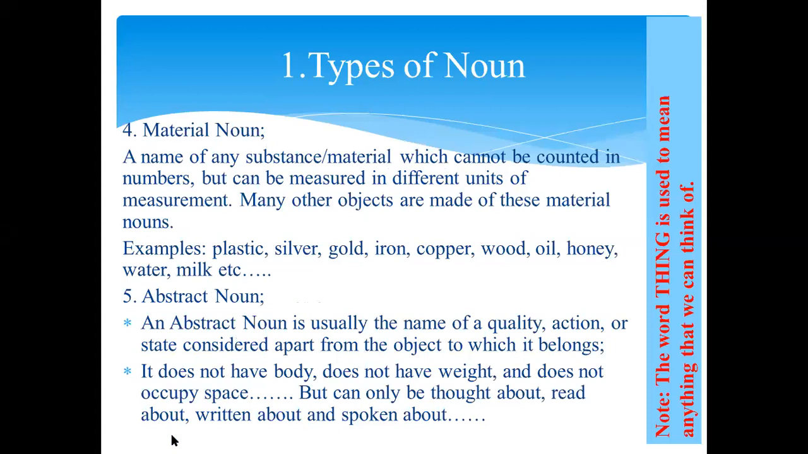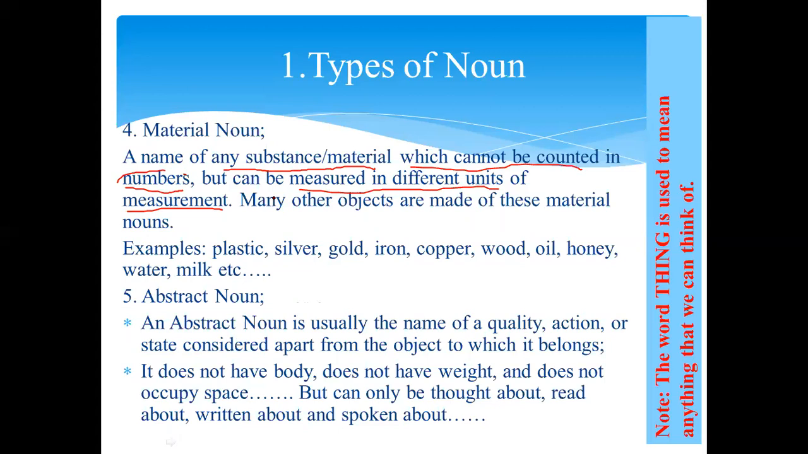Okay, now number 4 is material noun. We have already talked about this in the category of uncountable nouns, but here we are elaborating it more. It is the name of any substance or material which cannot be counted in numbers, but can be measured in different units of measurement. We cannot count them in numbers.